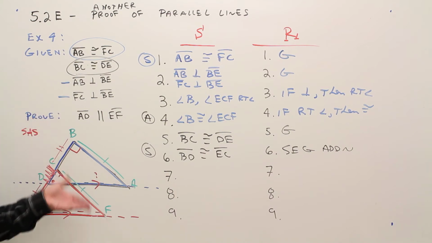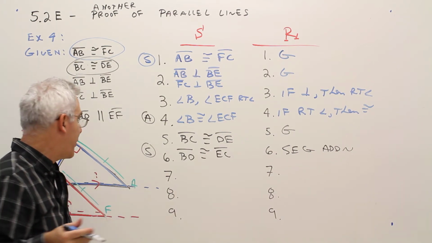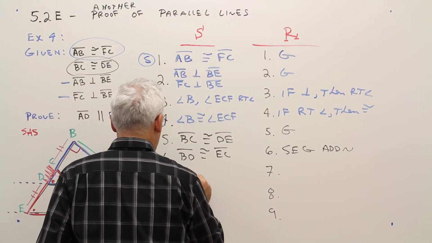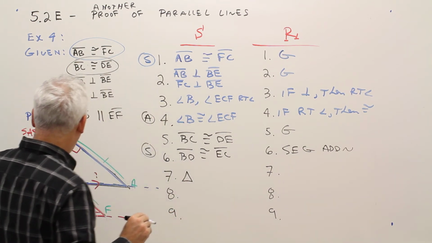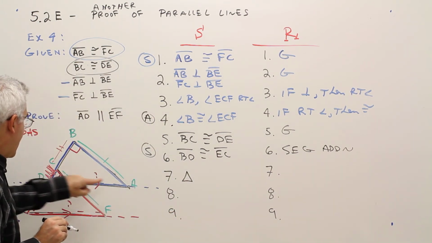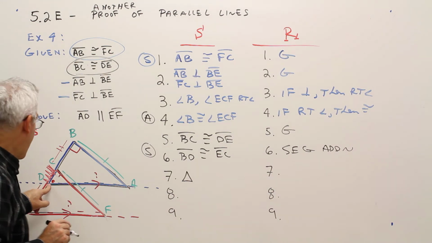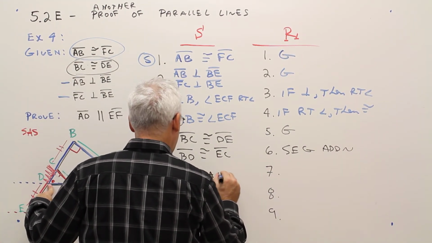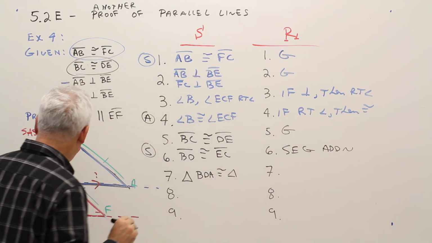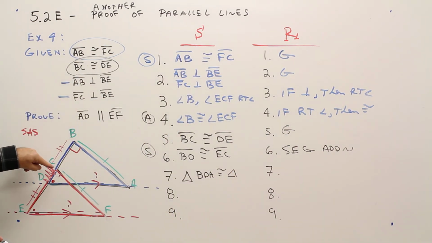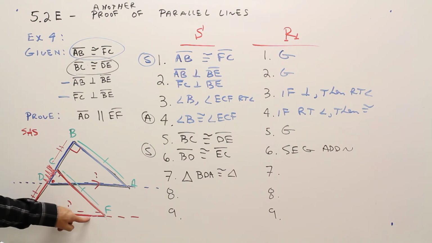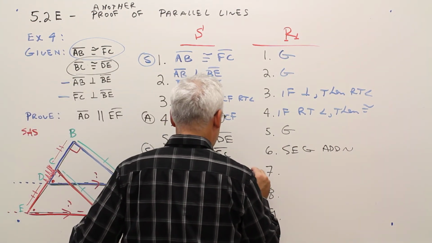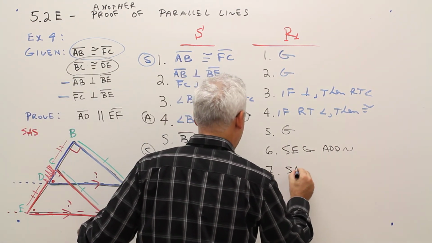Now I'll have the triangles by SAS, I'll get the parts, I'll be good to go. So triangle, I'll call it BDA. I'm going to be wanting that angle. So triangle BDA is congruent to triangle CEF by SAS.